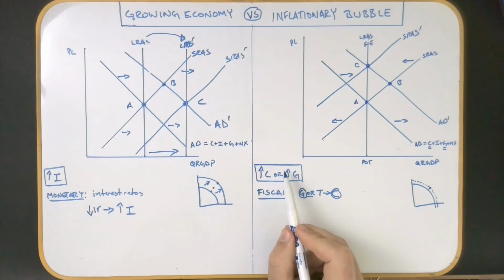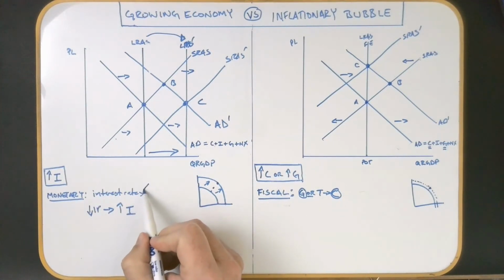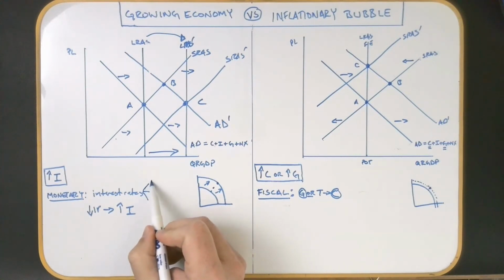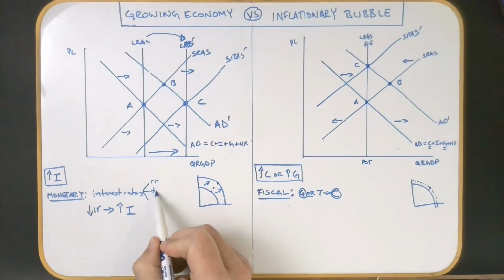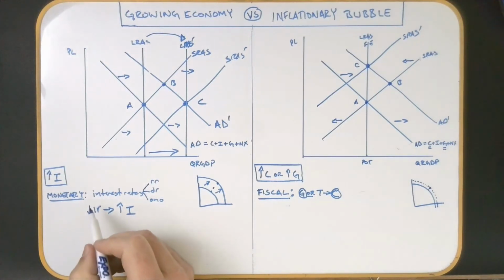So here's the two tools for fiscal. For monetary policy, it's all about interest rates, but you know that there's three ways to affect interest rates. You could affect it with the reserve ratio, the discount rate, or open market operations. It's all about that.